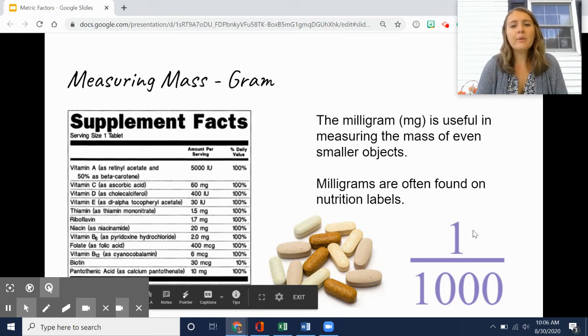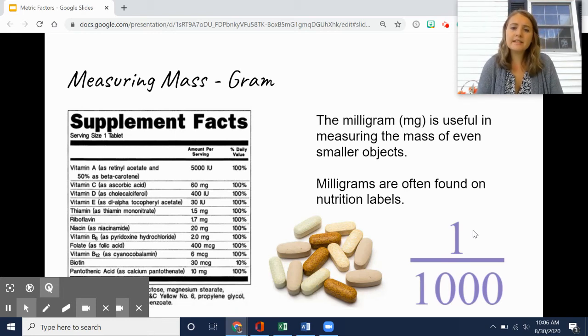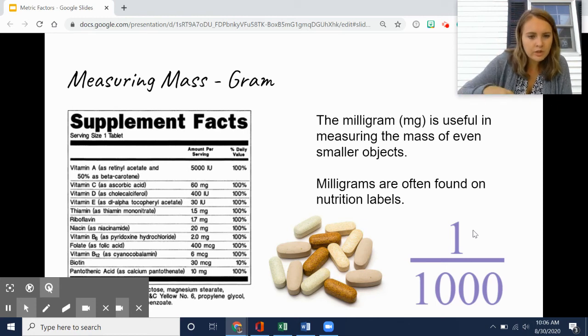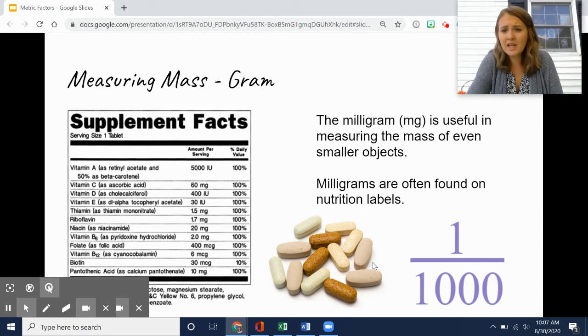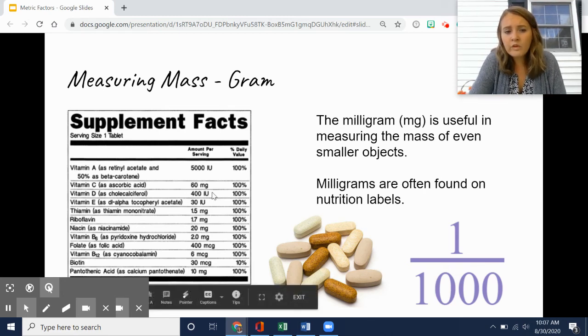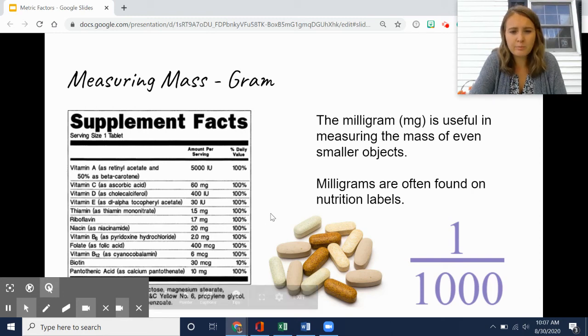All right, now we have the milligram, which is even smaller than a centigram. Milli, remember, is 1,000th. And you actually see this a lot on food labels. If you look, we have milligrams listed all over here. And if you think back, 1 vitamin pill is actually pretty small. But now we're talking about things, there are tons of vitamins within it, and very, very small masses related to each of these particular vitamins and minerals.